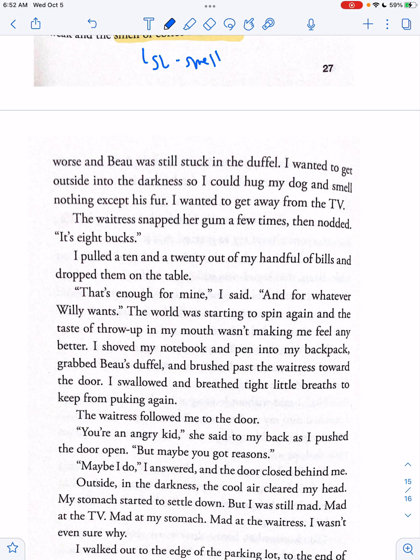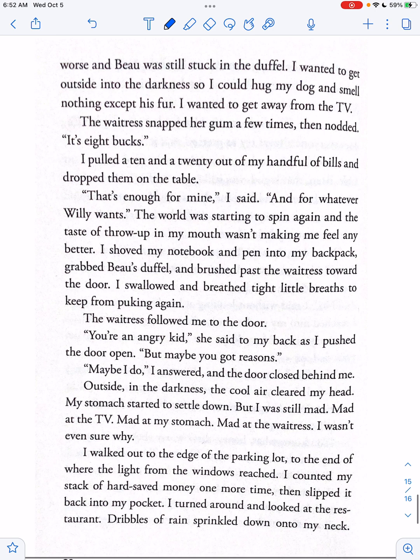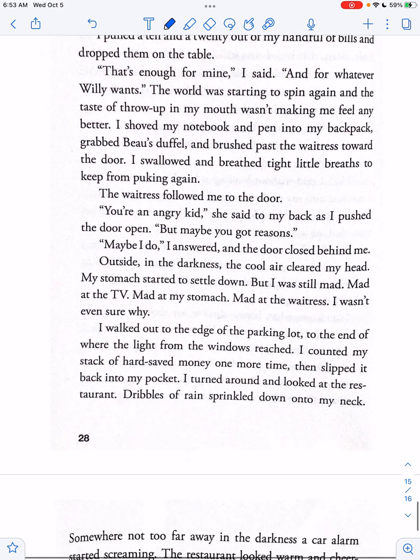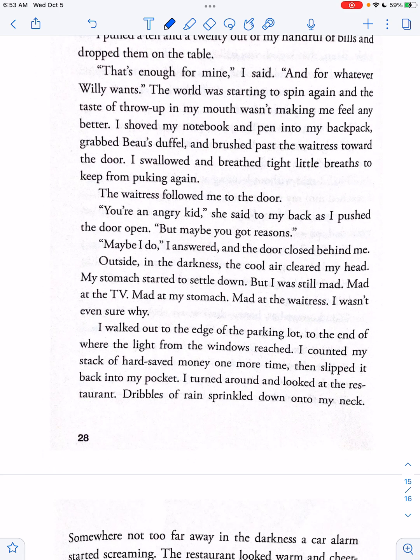I swallowed and breathed tight little breaths to keep from puking again. The waitress followed me to the door. You're an angry kid, she said to my back as I pushed the door open, but maybe you got reasons. Maybe I do, I answered, and the door closed behind me. Outside in the darkness, the cool air cleared my head. My stomach started to settle down, but I was still mad. Mad at the TV, mad at the stomach, mad at the waitress. I wasn't even sure why.